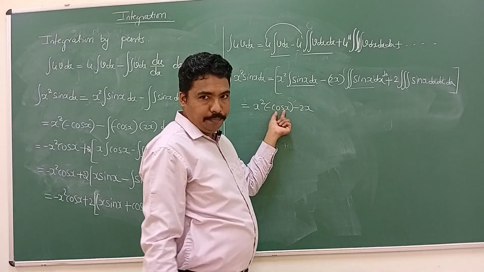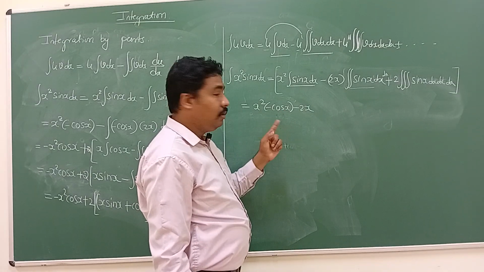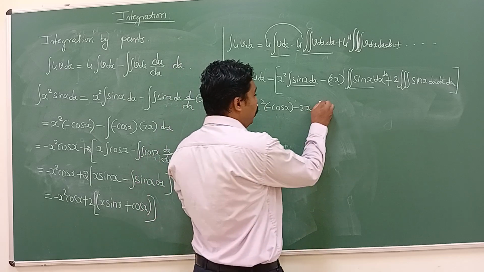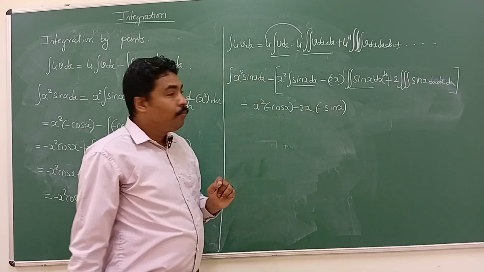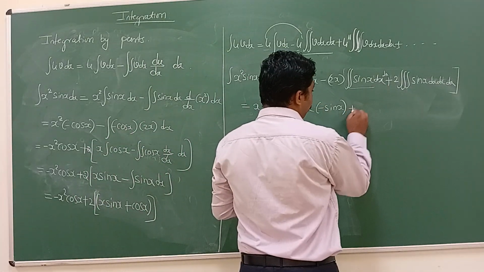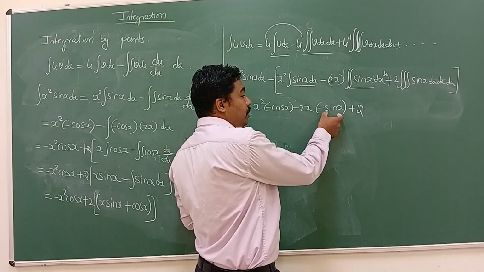It is minus cos x, right? Cos x integration is plus sin x. We have minus, so it becomes what? Minus sin x. Then plus 2 into triple integration of this. Double integration answer we have here.